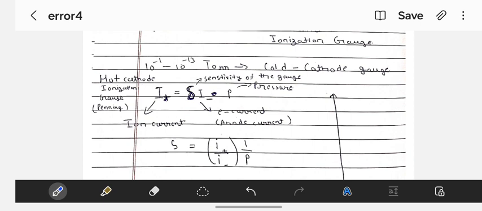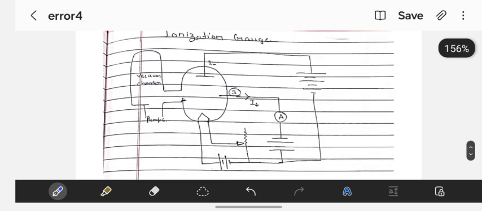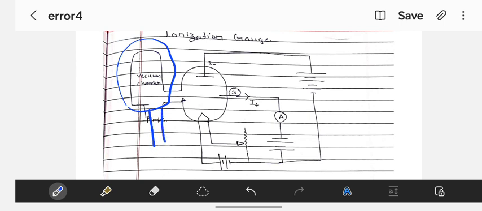So still you don't get the idea, I know. Let me show you this structure first. See this, it is an ionization gauge. Here you are seeing this vacuum chamber, which is there to maintain the vacuum. Here we put some pumps which pump the air out, and that will maintain the vacuum here. Then we put the gases whose pressure we need to measure.